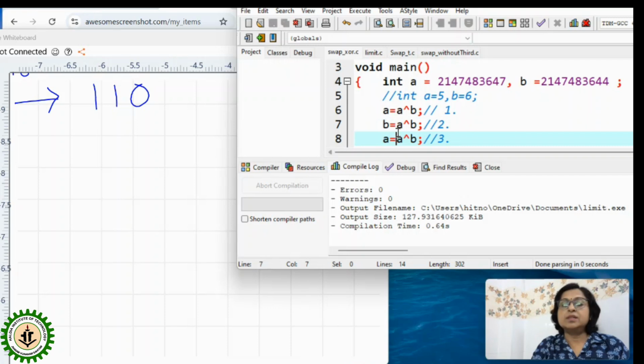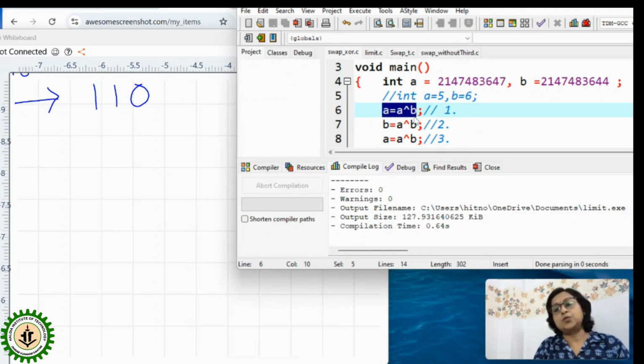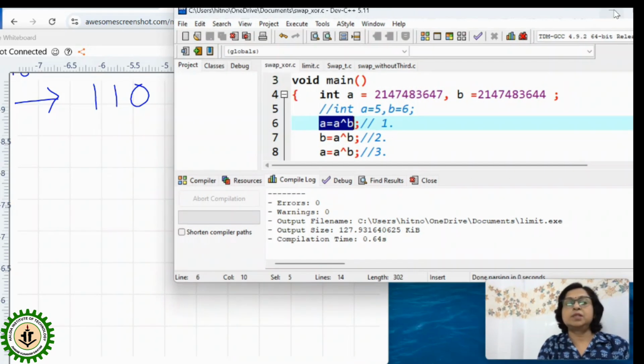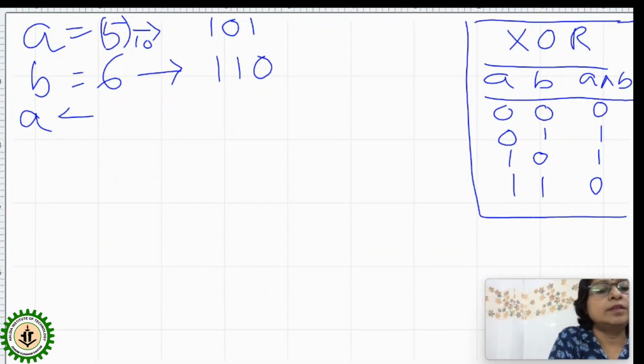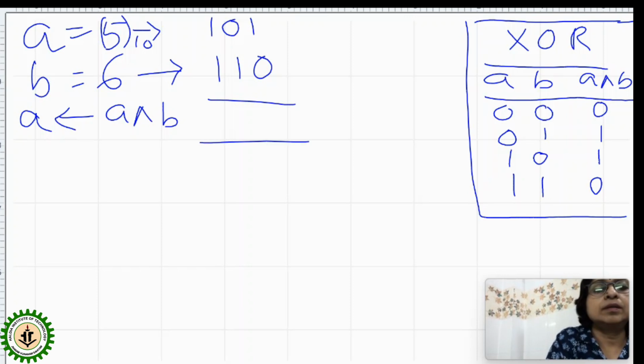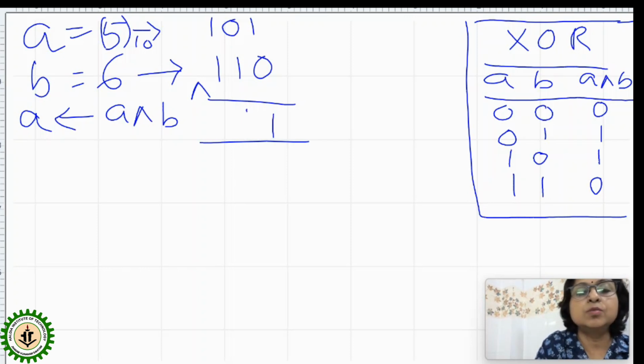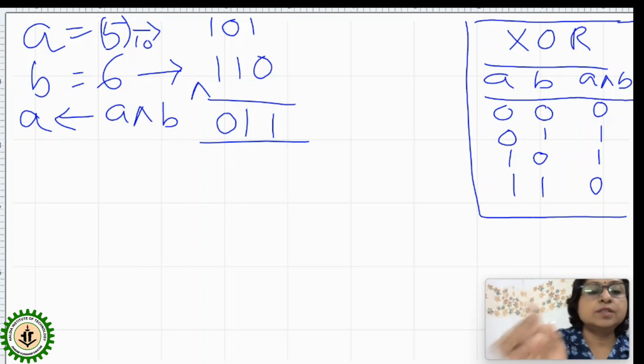Let us check these three lines. The first line: A will have the value stored after applying A XOR B. So let us do the XOR operation. 1 0 1 with 1 1 0: 1 XOR 1 is 0, 0 XOR 1 is 1, 1 XOR 0 is 1. So A is having this value.